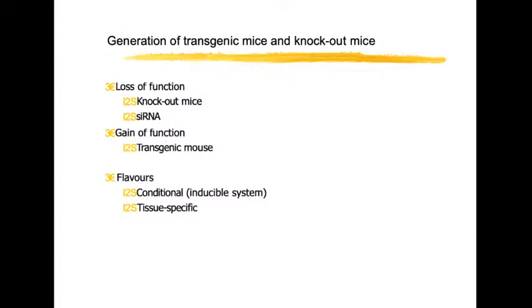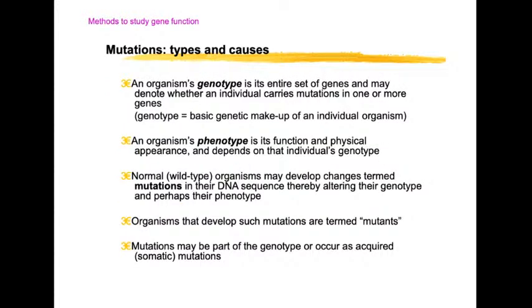Whereas we can make the gain of function, we call that mouse a transgenic mouse, whereas the flavors could be conditional or tissue specific based on that. Then there are mutation types and causes. As we know, there is a thing called genotype and phenotype. Genotype includes the genetic makeup, whereas the phenotype includes the function and physical appearance.